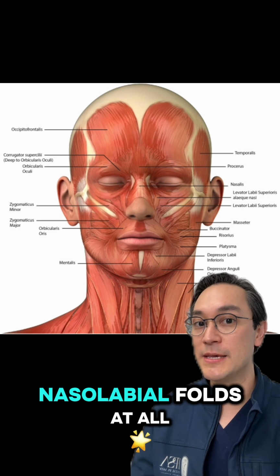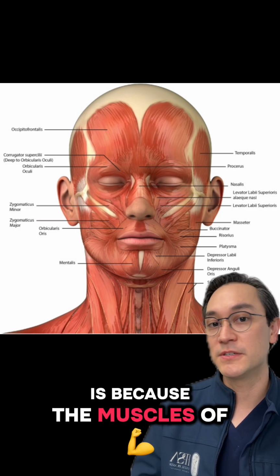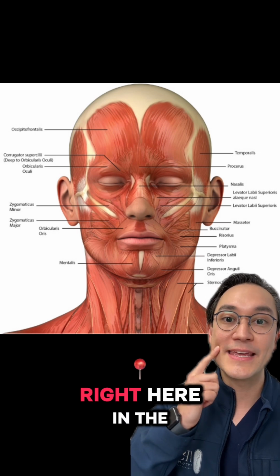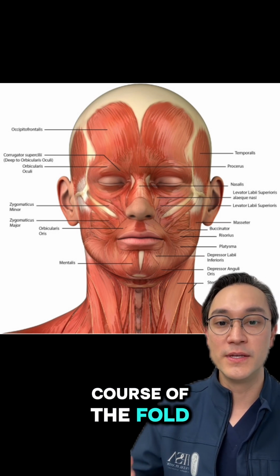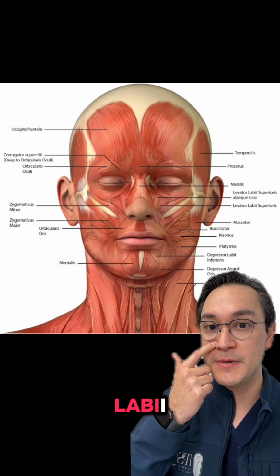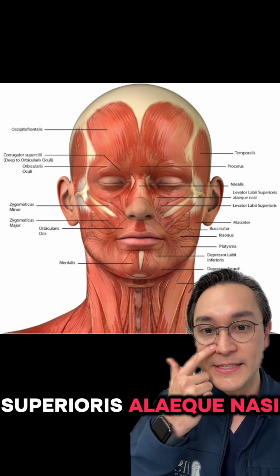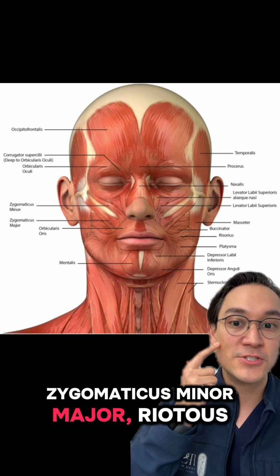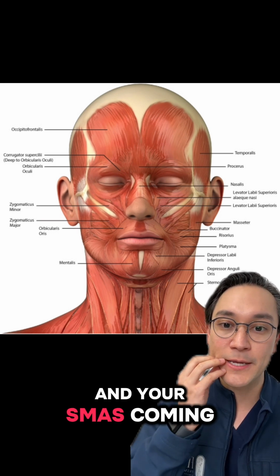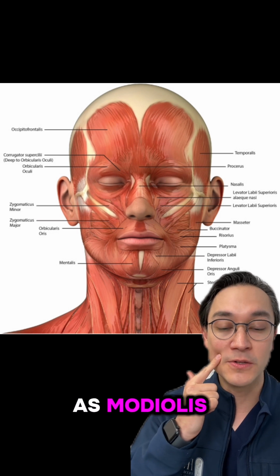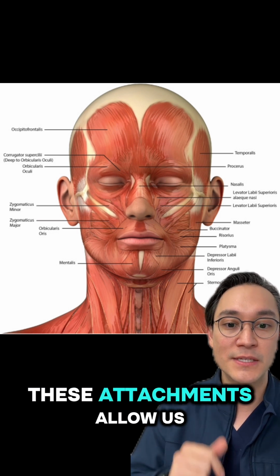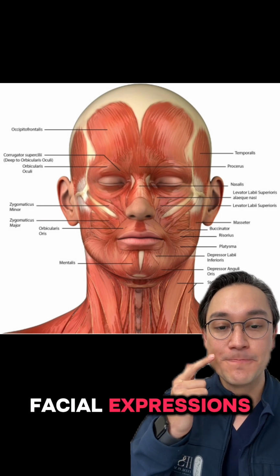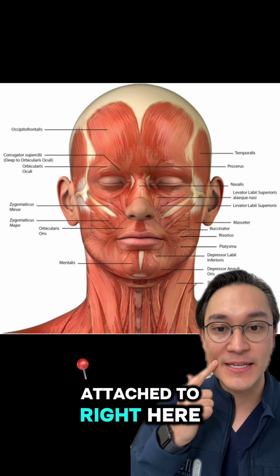The reason we have nasolabial folds at all is because the muscles of facial expression attach to the skin, or the dermis, right here in the course of the fold. So you have your levator labii superioris alaeque nasi, levator labii superioris, zygomaticus minor and major, risorius, and your SMAS coming down here in a confluence as the modiolus. All of these attachments allow us to smile and have facial expressions. And they're all densely attached right here.